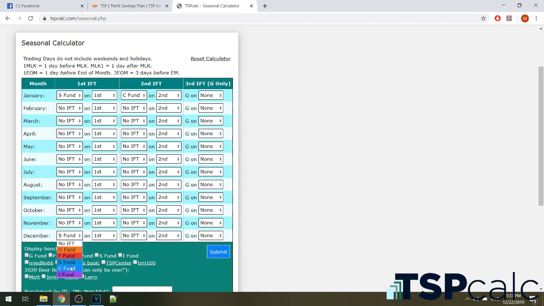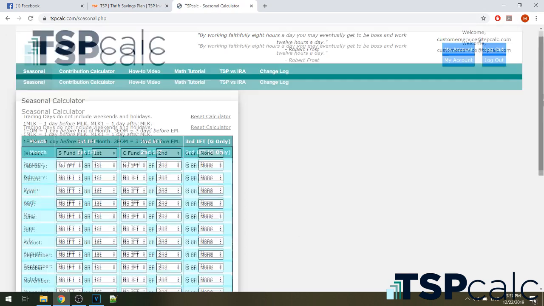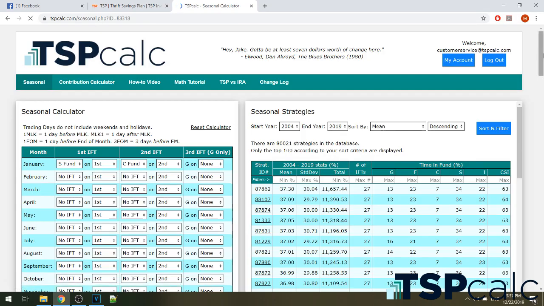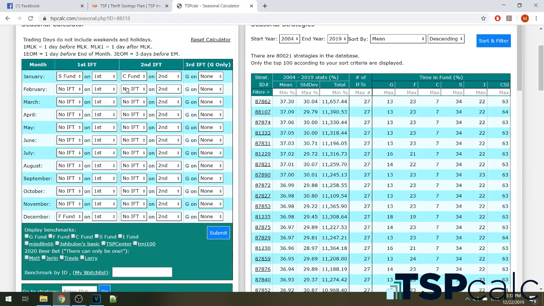If we change this to any other fund, say the C fund, we have the same problem, because the previous trade before this, all these months have no trades, so that was the only trade before this one in December. If you trade to the C fund on the second trading day of January, and you make no other trades, then you're still in the C fund when December starts. So let's just choose a different fund. All right, now it went through. This is now a valid strategy.